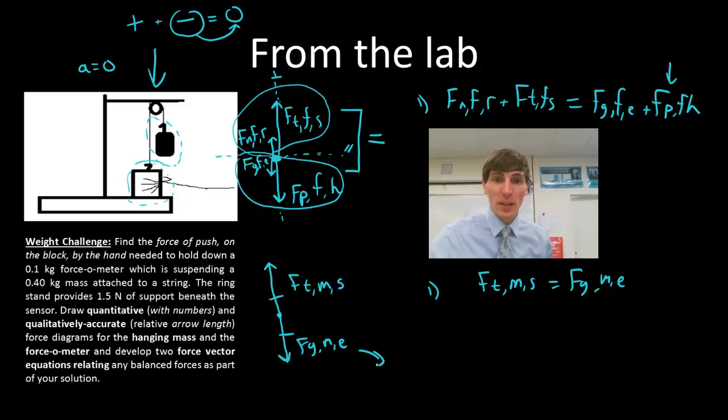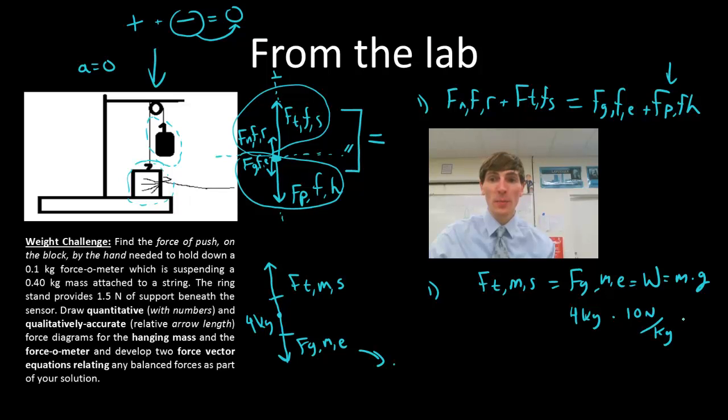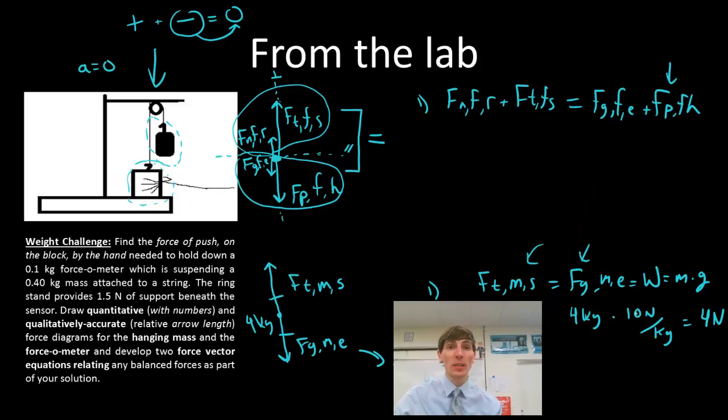So this force due to gravity of this pull, let's start with my hanging mass. That is equal to my weight, and that's equal to the mass times the gravitational field strength for the object. So when I plug those in, for my 4 kilogram mass, I had 4 kilograms times a gravitational field strength of 10 newtons per kilogram. That gives me a value of 4 newtons. So 4 newtons is going to be applying to all of these.